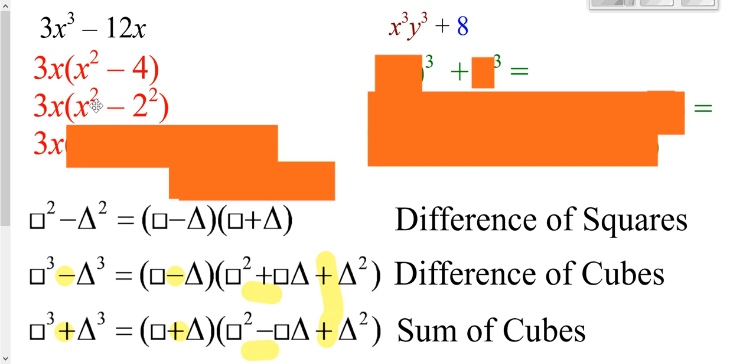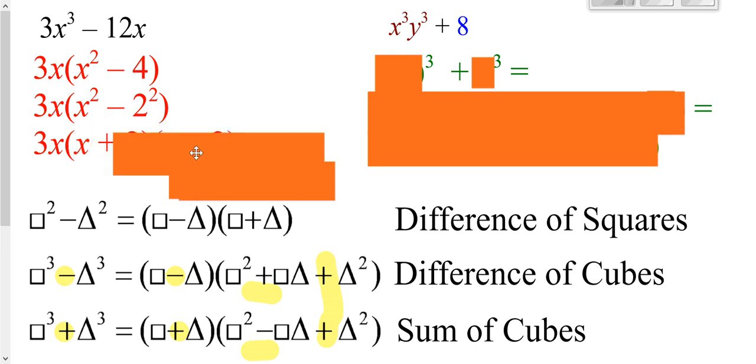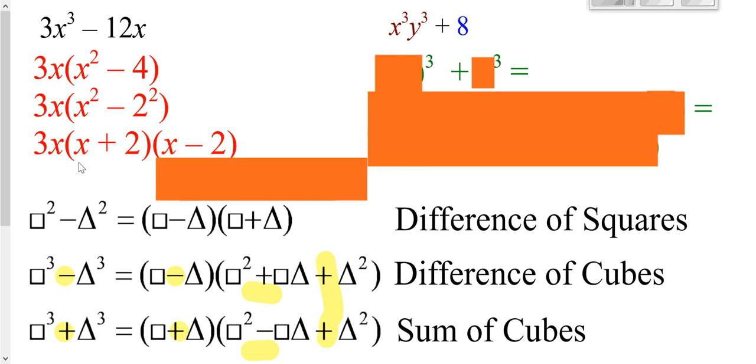Then you've got to ask yourself, what's being squared here? Well, it's an x that's being squared. That's what goes in the beginning of each parenthesis. And then you've got to ask yourself what's in the end that's being squared. It's a 2 that's being squared to give us that 4. That's what goes in the end of each parenthesis. So put an x in the beginning of each parenthesis, a 2 in the end of each parenthesis. One of them has to be plus, one of them has to be minus.